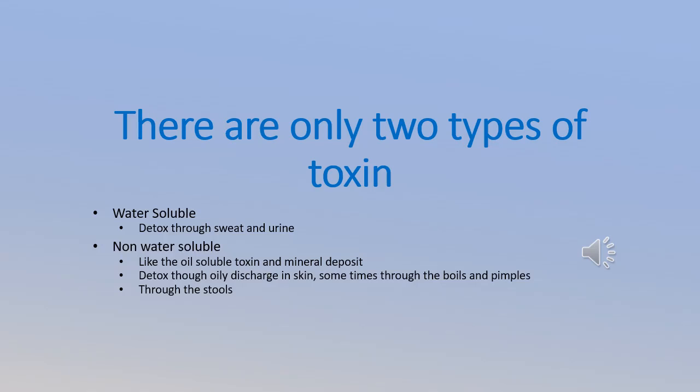When it comes to toxin, there are only two types of toxin in the body. One is water soluble, one is non-water soluble. The water soluble normally detox through the sweat and urine. The non-water soluble, sometimes they are oil toxin, or minerals like calcium deposit inside the body, the calcium stone. They are non-water soluble. So normally they detox through discharge in the skin, and sometimes through boils and pimples on the skin. And most of this insoluble toxin is also discharged through the stool.